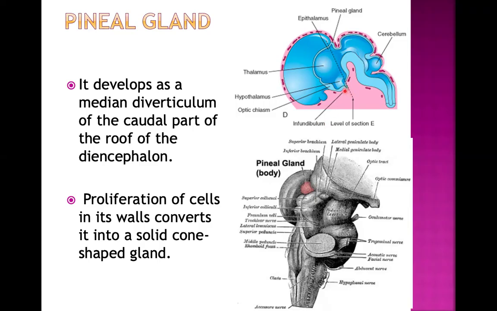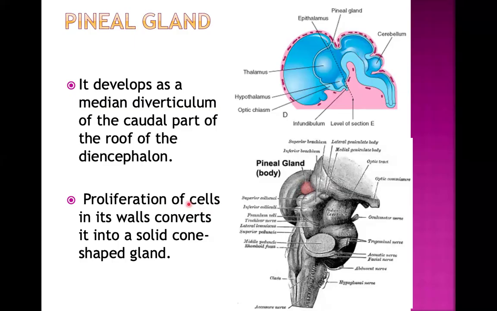So pineal gland is related. It is directly opposite here. So it's a median diverticulum. So you can see that it is diverting, which means that it is moving outward, out-pocketing. And it's directly opposite to that of the hypothalamus and then the infundibulum up there. So this is the way it will come out.